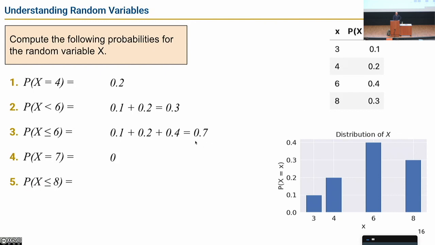Probably x is 7 is 0. Jumped ahead. There's no bar at 7, so there's no probability of x equaling 7. Okay. All right. One more. So probability that x is less than or equal to 8 is the entire area of that curve. So that would be 1 for a probability. This should be pretty straightforward. These are pretty easy exam questions. So if you're confused about this, ask questions now or go to office hours.